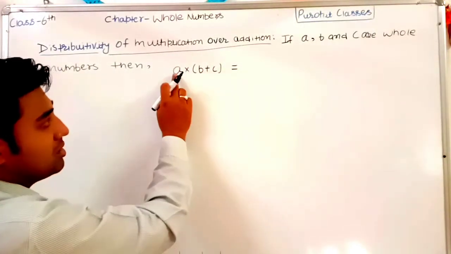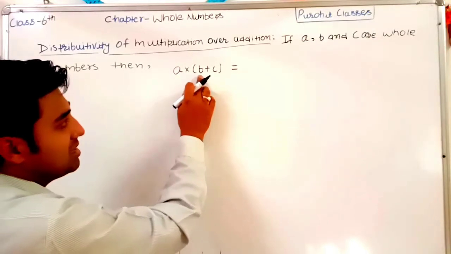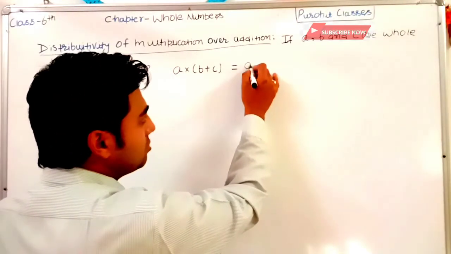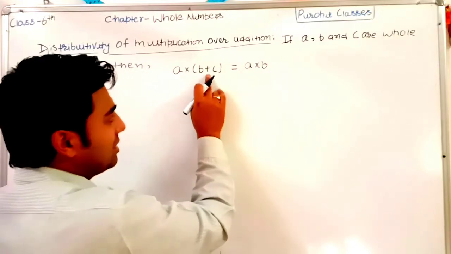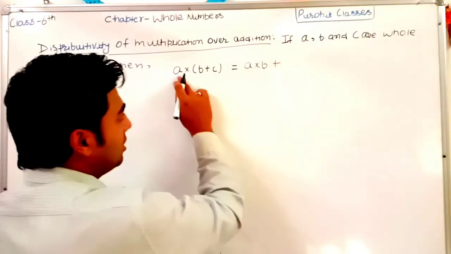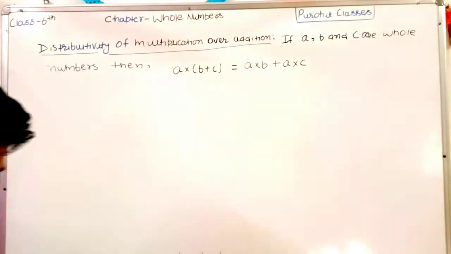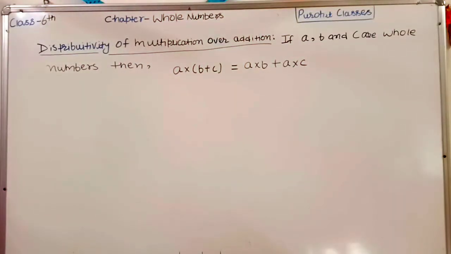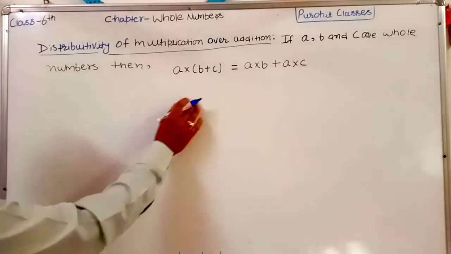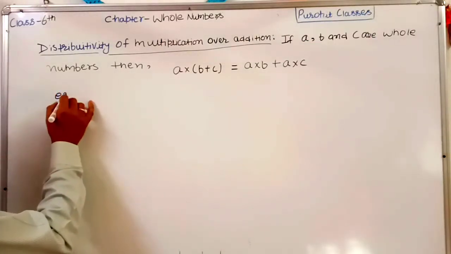But how will you find out? If you want, you can do it like this. First you will multiply a with b, so this will be equal to a times b, then the sign of addition, plus a multiplied by c. So this property is known as distributivity of multiplication over addition. Understood? Okay, let us try to understand this with the help of some examples.